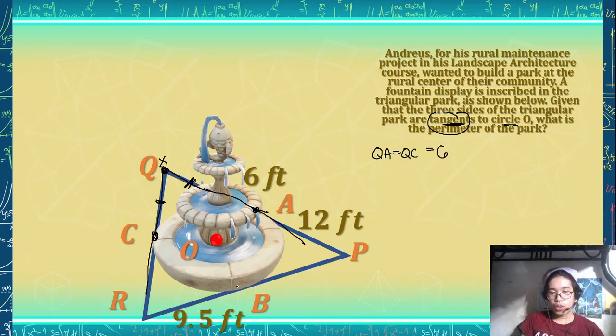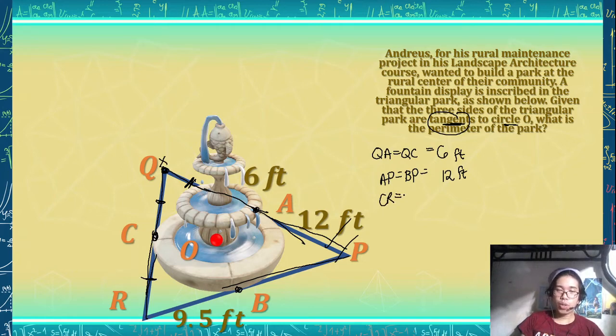And we also have another set of tangent points for this one. We can say that AP is equal to BP, and since we know that AP is equal to 12, therefore BP must be equal to 12 feet. And then we also have another one, so we have your CR. The segment CR is going to be equal to RB. And since RB is equal to 9.5 feet, therefore CR, so RB is equal to CR, which is equal to 9.5 feet.